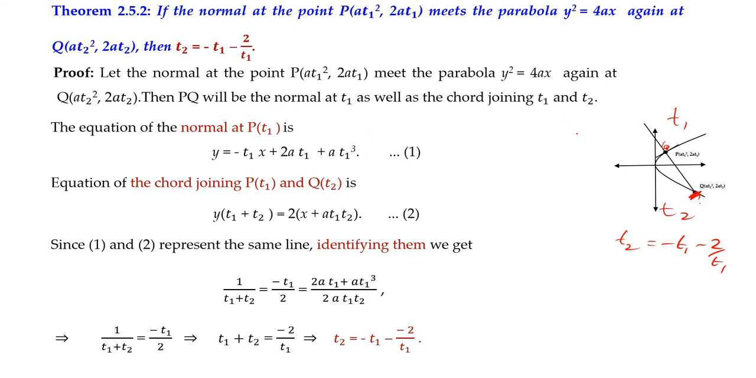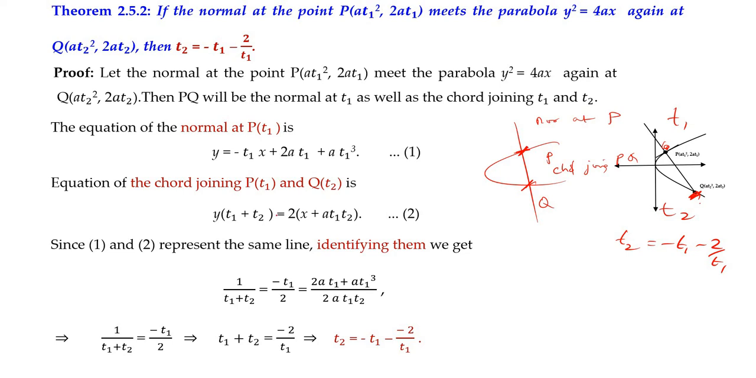Now how are we going to prove that? You write out the equation of the normal at t1, and you also write out the equation of the chord joining t1 and t2. Both represent the same line only. When I consider this, this is the normal. If I name it PQ, this can be viewed as first the normal at P. The same thing can also be viewed as the chord joining PQ.